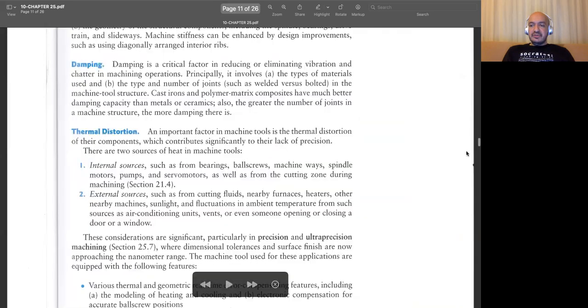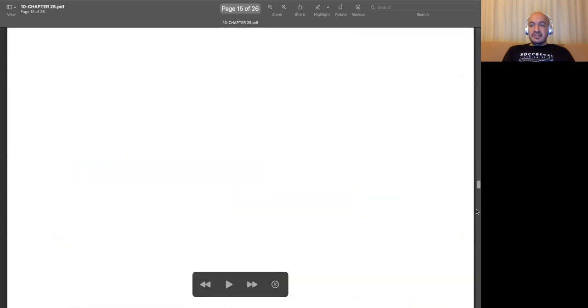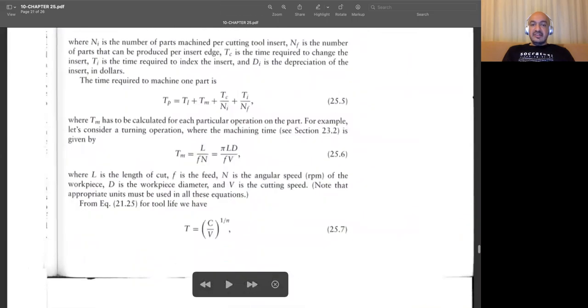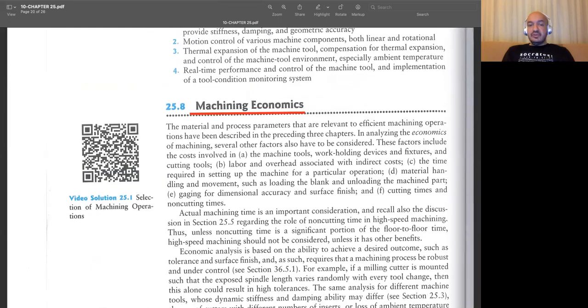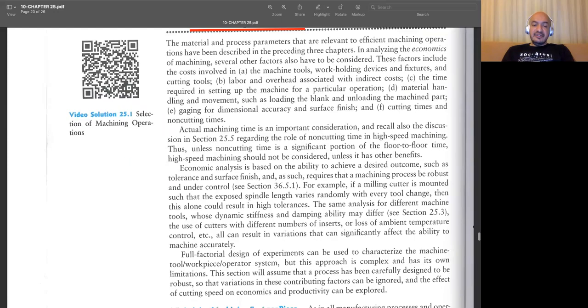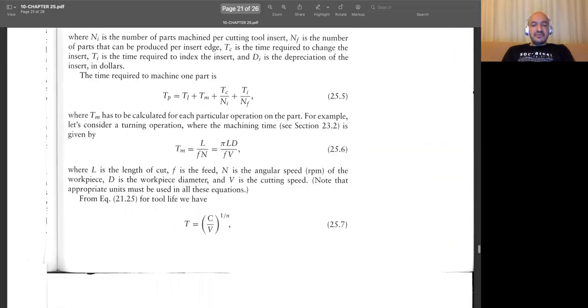Now I will jump to machining economics, which is the last topic of this chapter. Why is it important? In manufacturing and machining, our aim is always to do the machining in a shorter time at the lowest cost. So that's why now I will briefly discuss this issue on two plots.